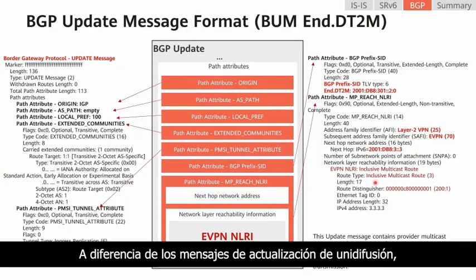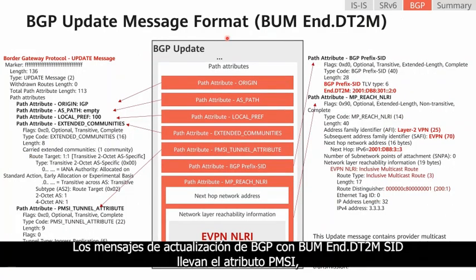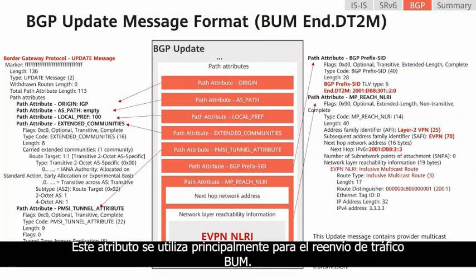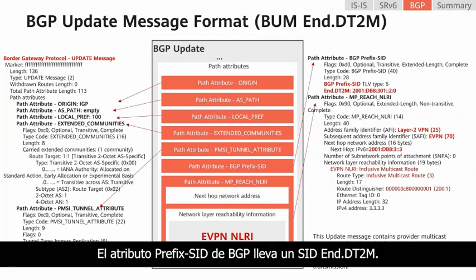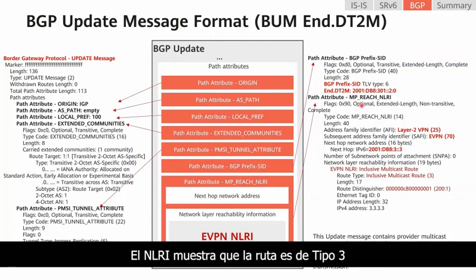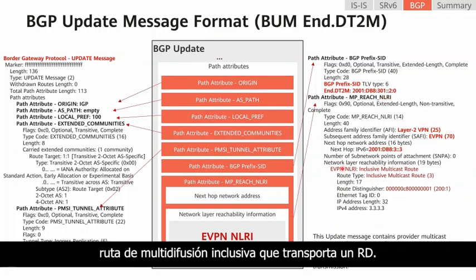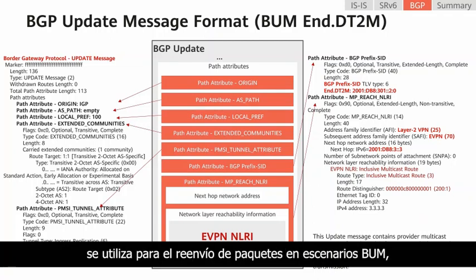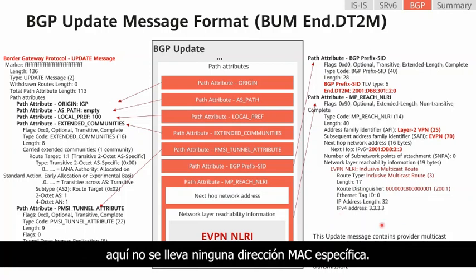In contrast to unicast update messages, BGP update messages with BUM and End.DT2M SIDs carry the PMSI attribute, containing tunnel type, label, and destination address information. This attribute is mainly used for BUM traffic forwarding. The BGP prefix SID attribute carries an End.DT2M SID. The NLRI shows that the route is a Type 3 inclusive multicast route carrying an RD. Because a broadcast MAC address is used for packet forwarding in BUM scenarios, no specific MAC address is carried here.